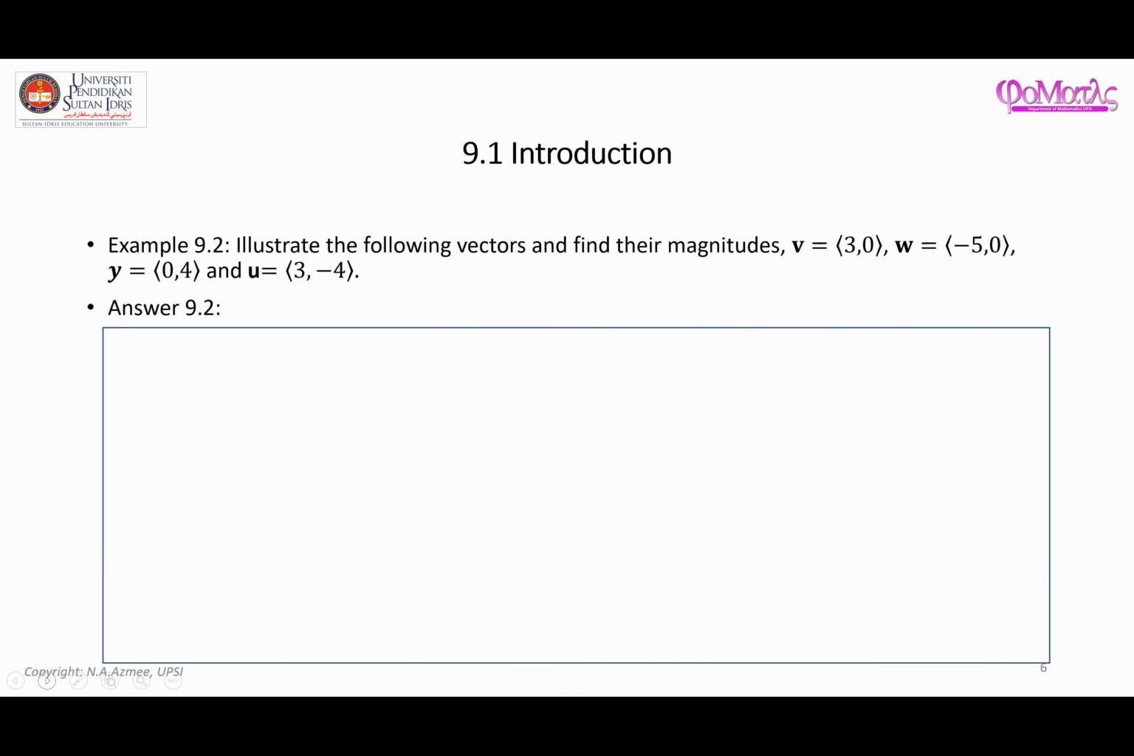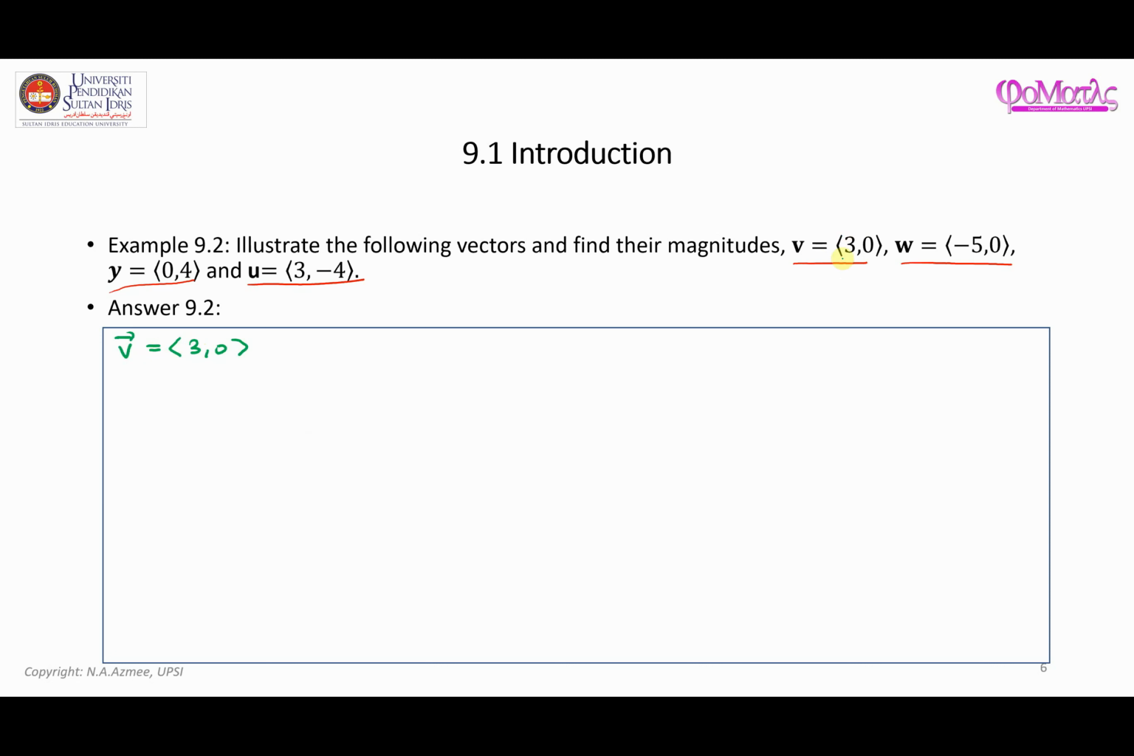Okay, next we are going to illustrate the following vectors and find the magnitude. So we have the first vector, the second vector, the third vector, and the fourth vector. Okay, let's start with the first one. So here we have vector v. So v is 3 and 0.